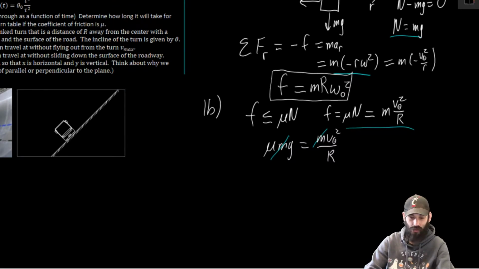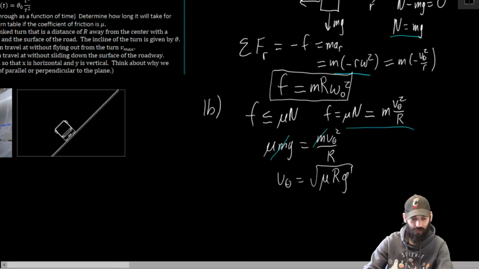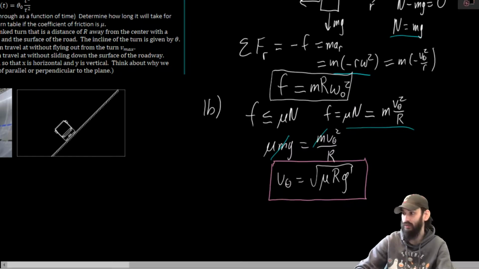So the last thing we need to do is to find what v theta is going to be. We can just solve this equation algebraically, and so what that says is that v theta is going to be equal to the square root of mu times R times g. And this is our answer to the next part. So we can put a box around that. Okay, so moving on to 1c.